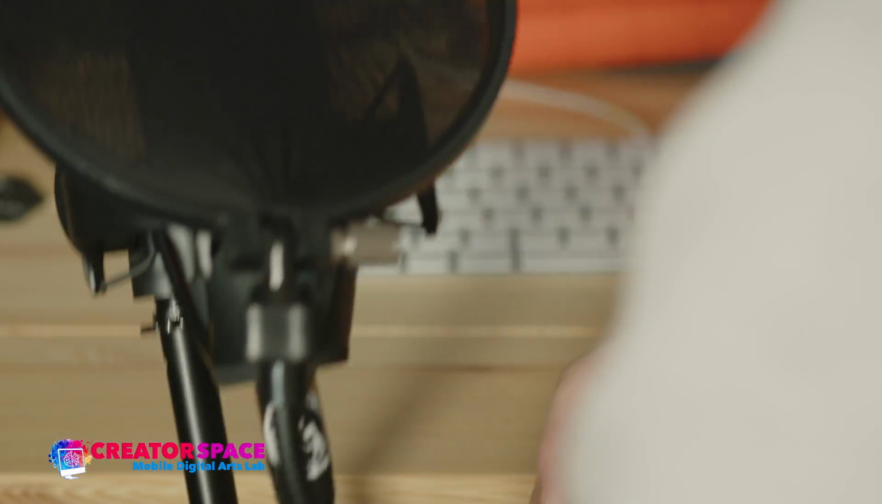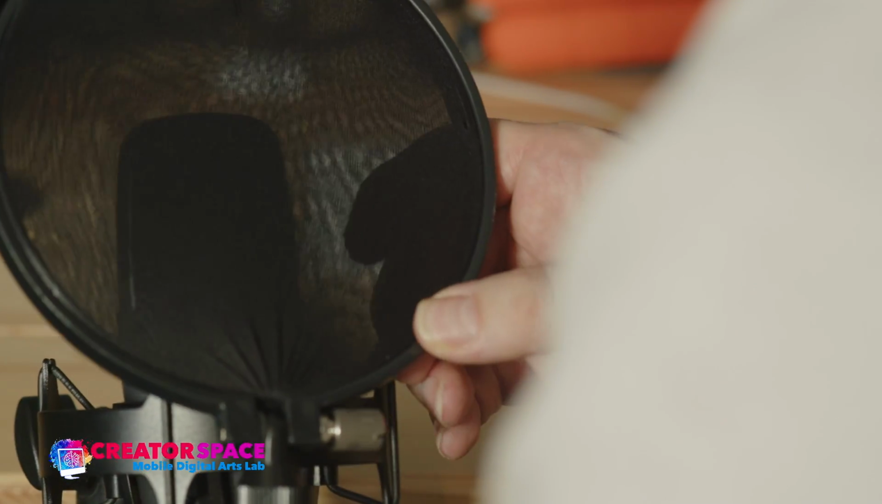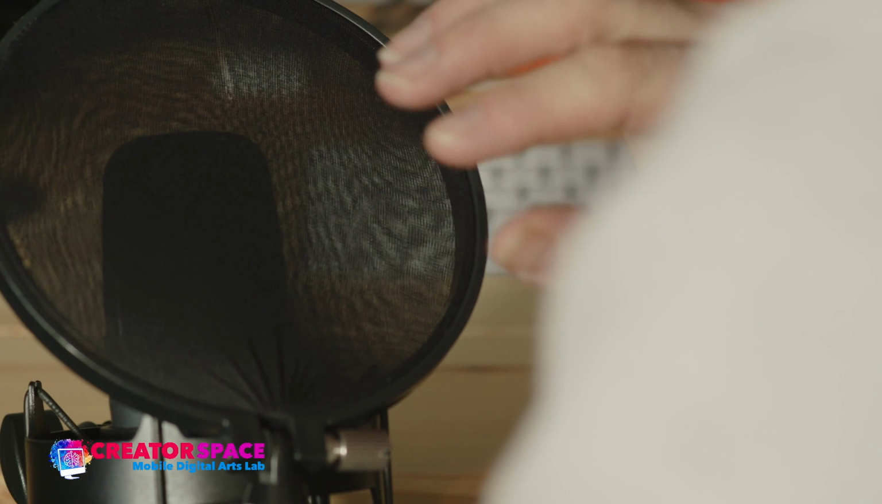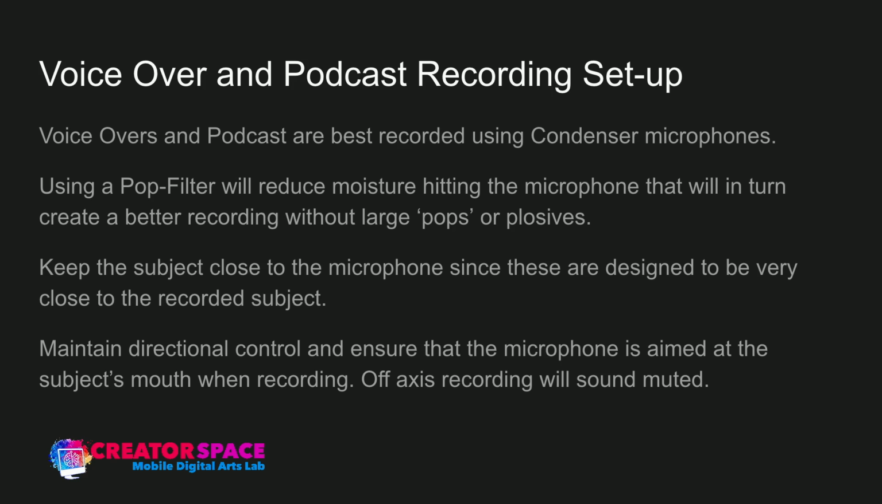And then the other thing that you want to do is use what's called the pop filter. So we have these pop filters on top of the microphone. You have the microphone, and then you have this pop filter in front, and this prevents moisture as you talk from hitting the microphone, and that causes pops or plosives. So that's really an important aspect to consider. Using the pop filter reduces moisture hitting the microphone. That will in turn create a better recording, and it reduces the pops, or plosives, they're called.